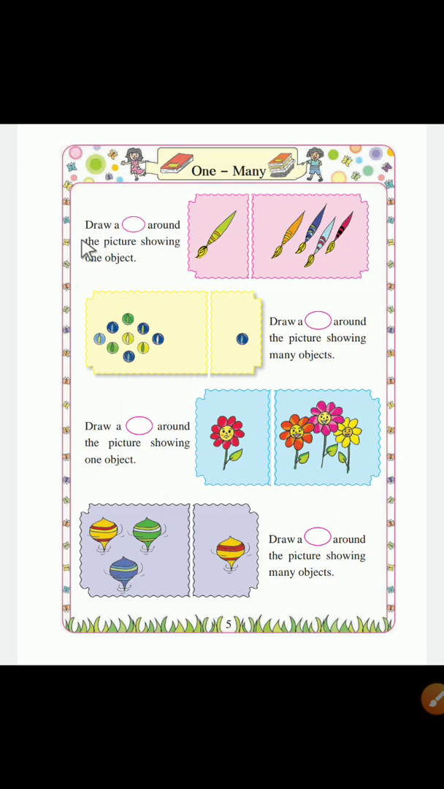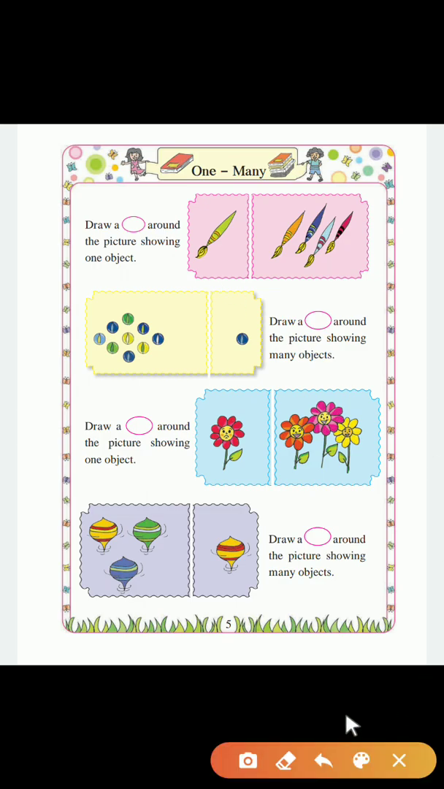Draw a circle around the picture showing one object. We need to draw a circle around the picture which is showing one object, that is only one paintbrush. In which picture is there only one paintbrush? In this picture. Very good. So draw a circle around this paintbrush. You can use any of your favorite color.